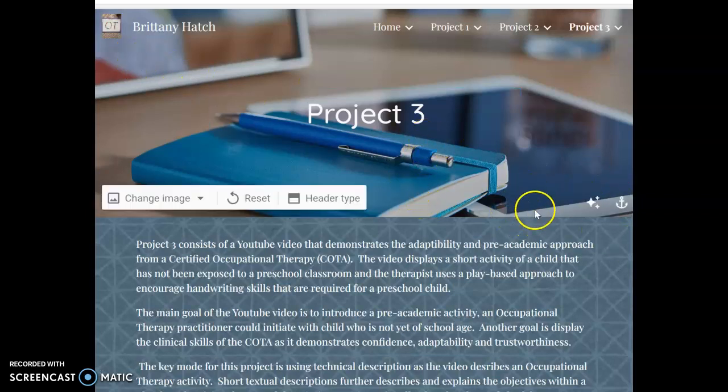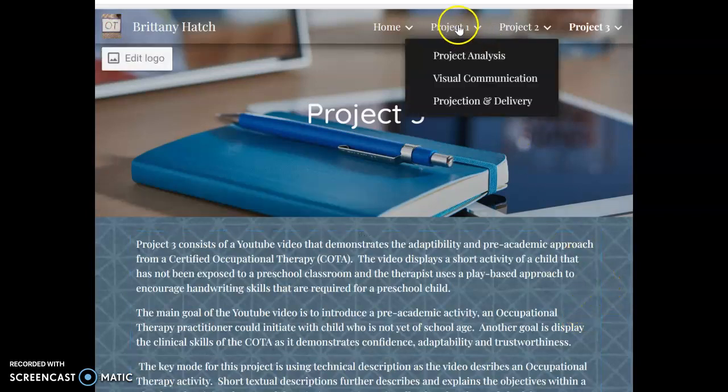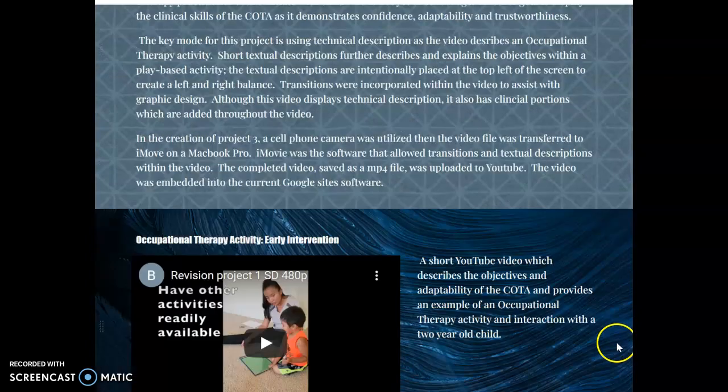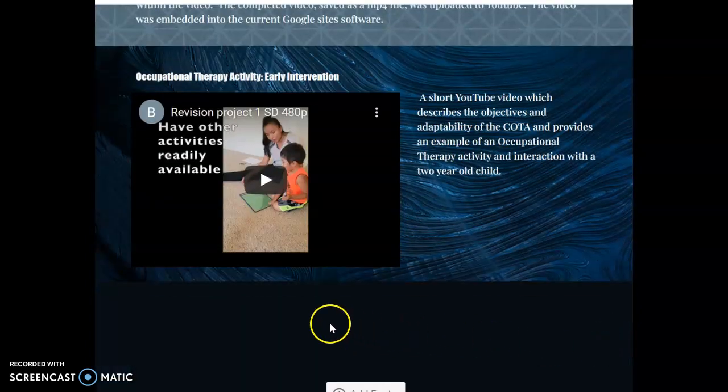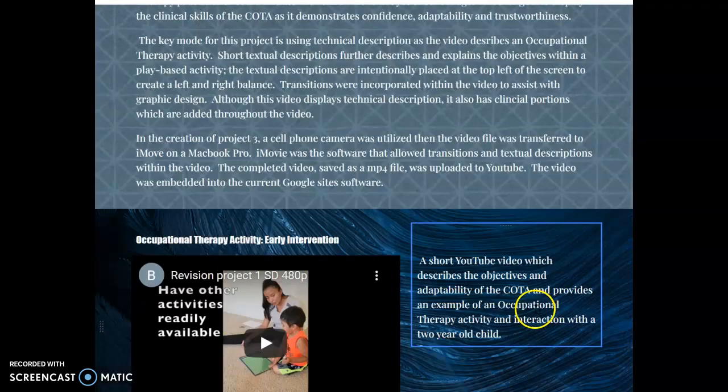Hello, so this is Project 3, and this is the revision of Project 1. So here is the overall look of Project 3. Here is the YouTube video that I revised, the title, and the description.